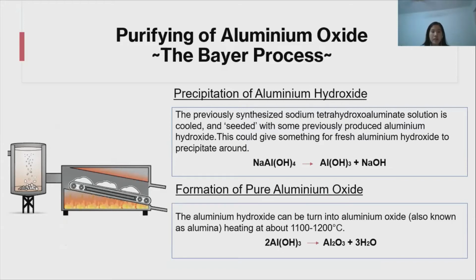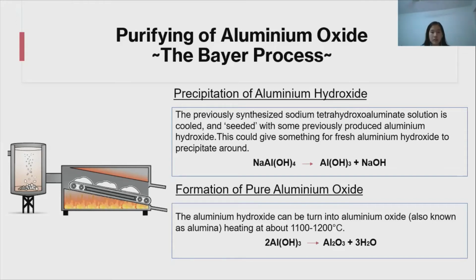The next part of the Bayer process is precipitation of aluminum hydroxide. The previously synthesized sodium tetrahydroxyl aluminate solution is cooled and seeded with some previously produced aluminum hydroxide. This gives something for the fresh aluminum hydroxide to precipitate around.